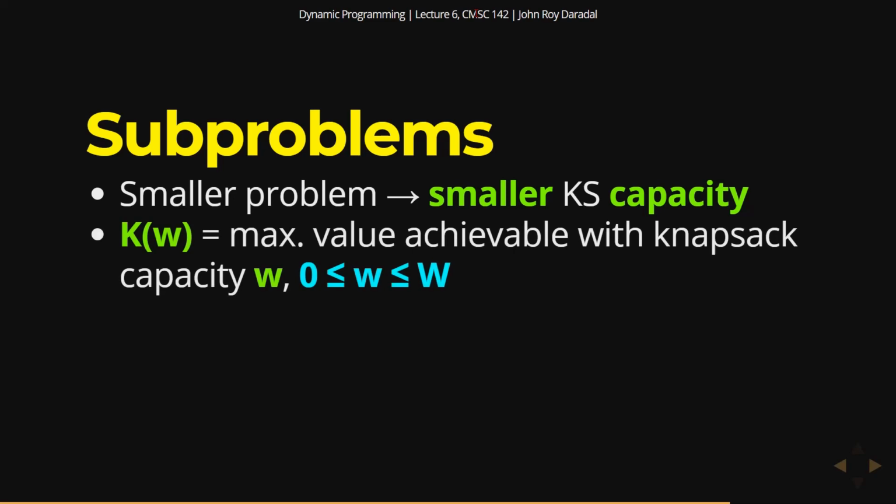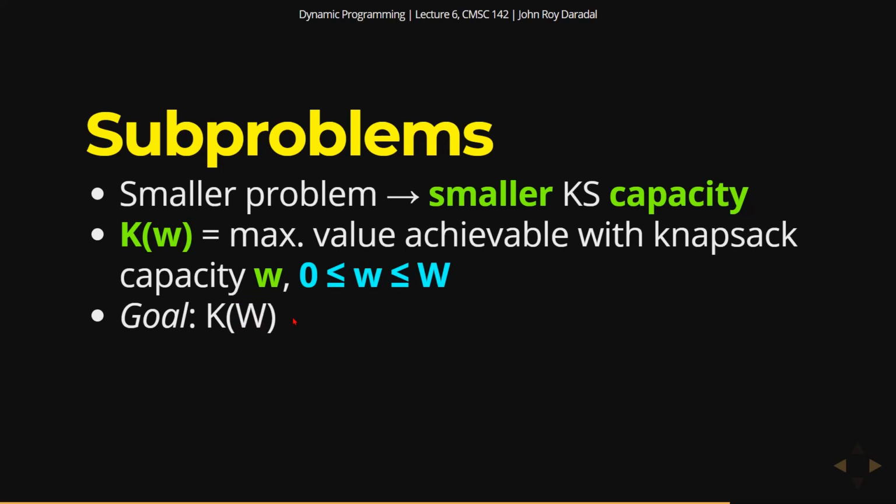So we will have this notation K of w, small w. This is the maximum value achievable if the knapsack capacity is this small w, wherein the small w will range from 0 up to the actual knapsack capacity, the original knapsack capacity. Again, K of w means this is the maximum value achievable, so it's the optimal solution if the knapsack capacity was this small w. Of course, our goal eventually is to find out what K of big W is, because that is the original problem's capacity.